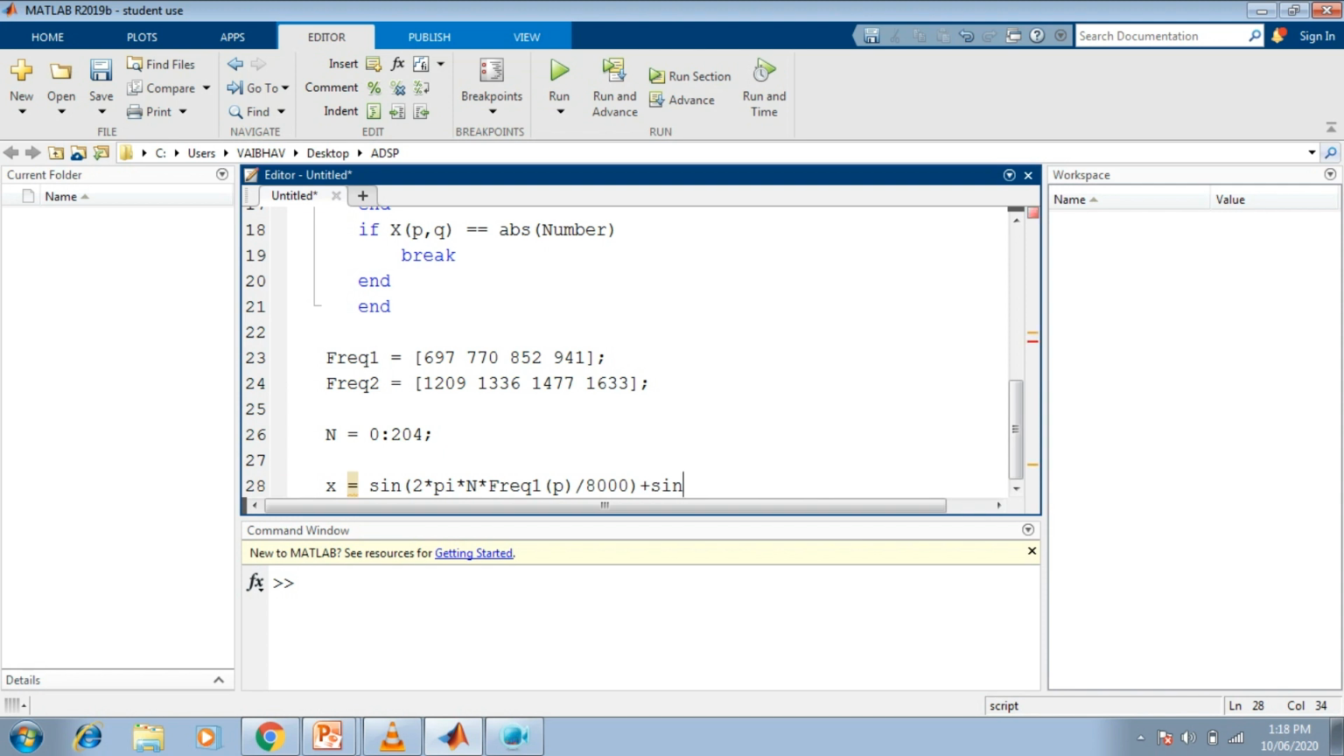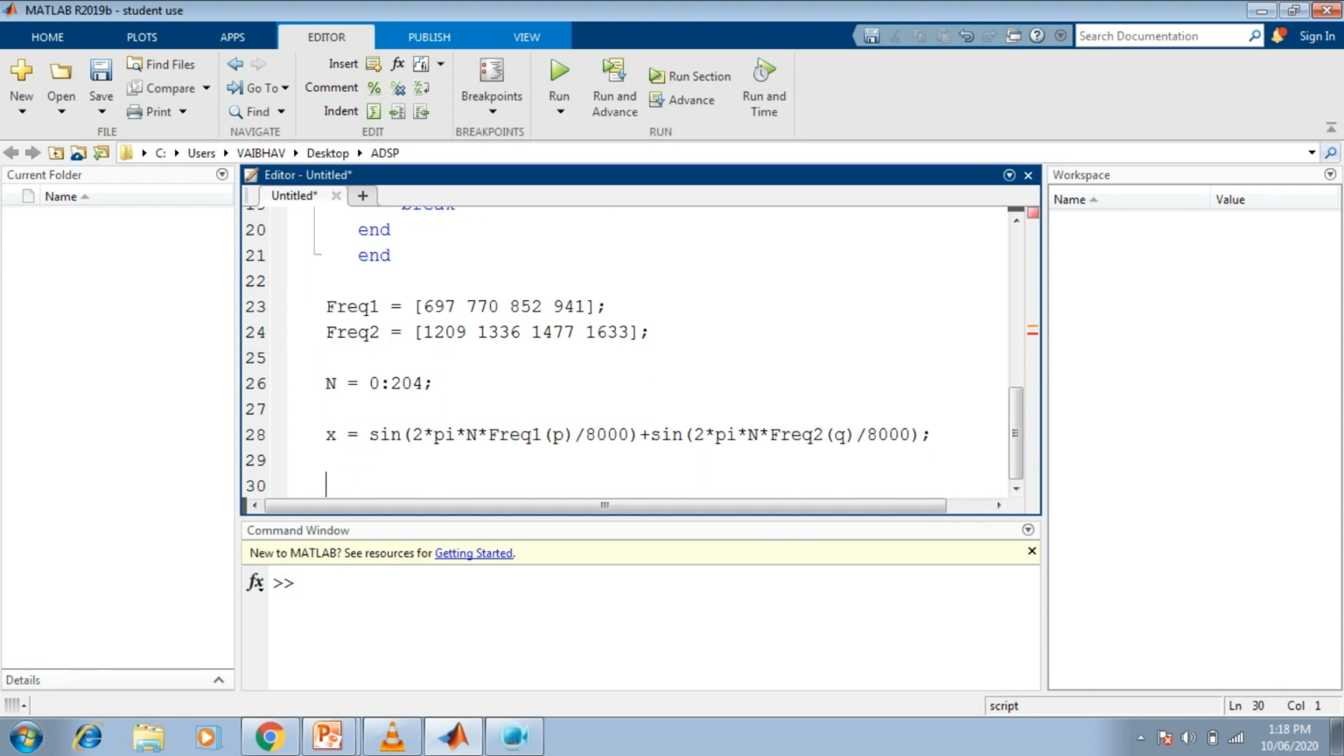So this is the first frequency component of the signal, whereas the second frequency component can be added to it, again with the sinusoidal function sine. Within the bracket we have 2 multiplied by the constant pi, further multiplied by capital N, multiplied by FREQ2, the second frequency component, and here we provide within the parenthesis small q, which is further divided by 8000 again. So this is the signal formation here.